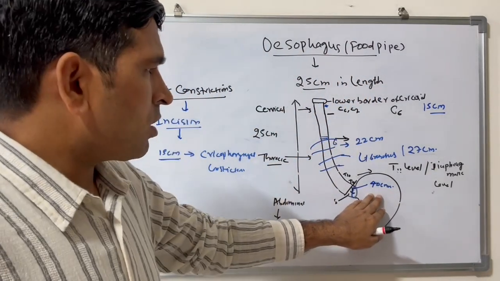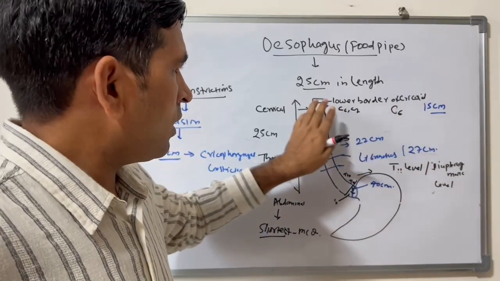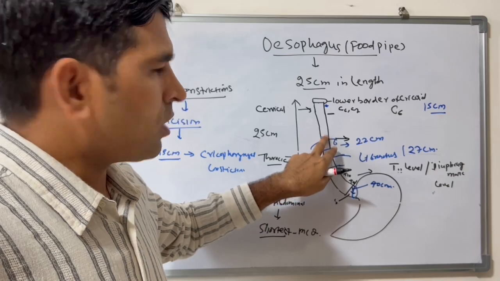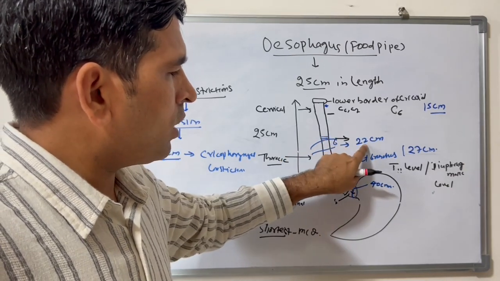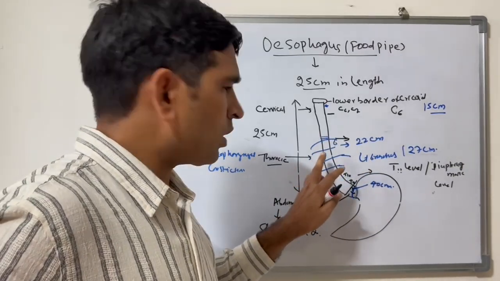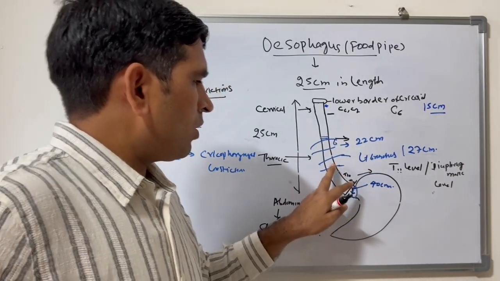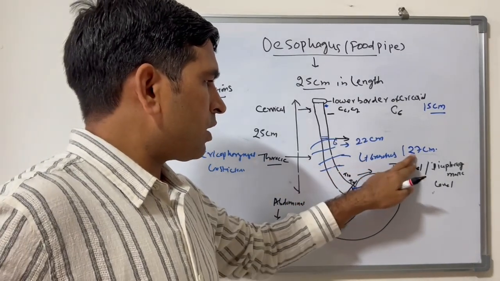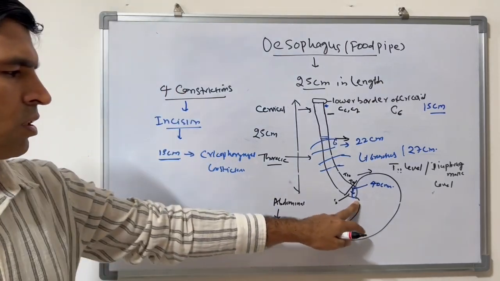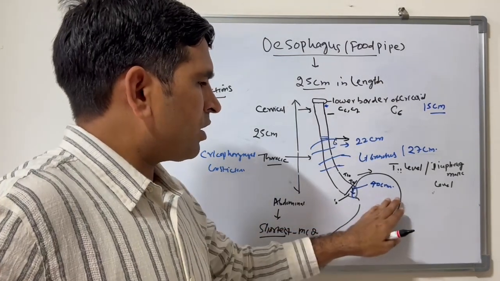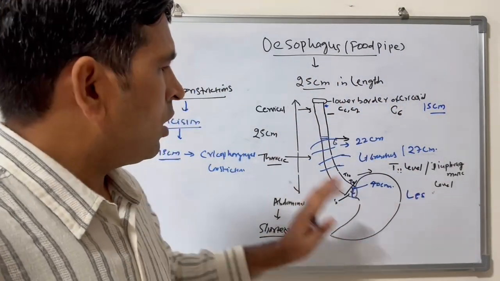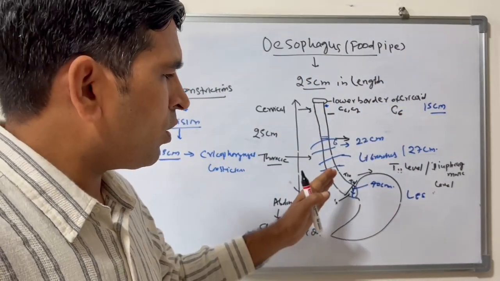So the first is about 15 centimeters, the upper esophageal or cricopharyngeal sphincter. The second is about 22 centimeters, where the arch of the aorta is crossing anteriorly over the esophagus. The third constriction is at 27 centimeters, where the left bronchus crosses the esophagus, and the last constriction is the lower esophageal sphincter. These constrictions can be seen during upper GI endoscopy or esophagoscopy.